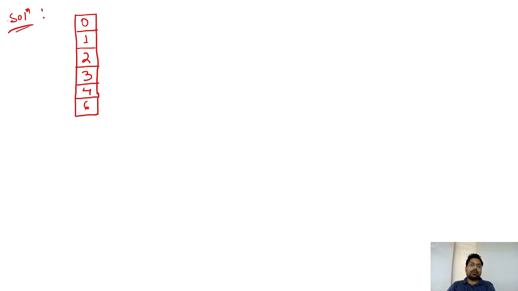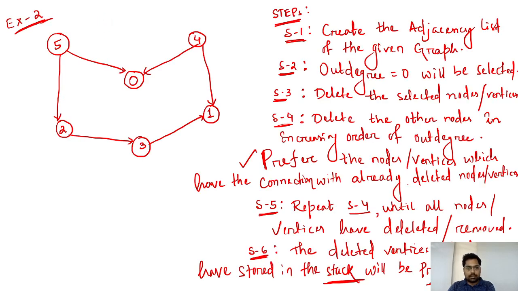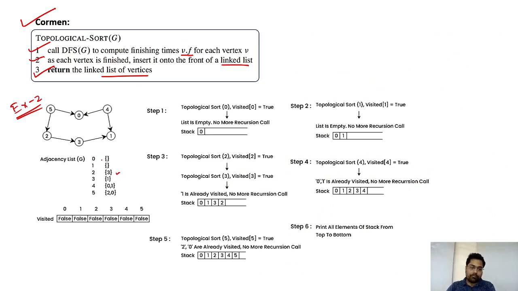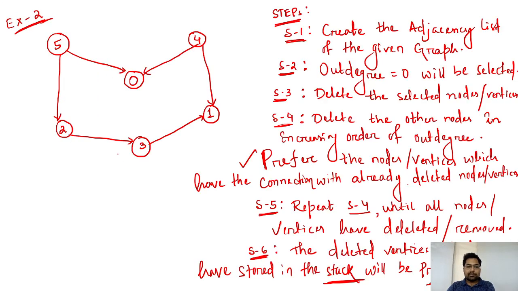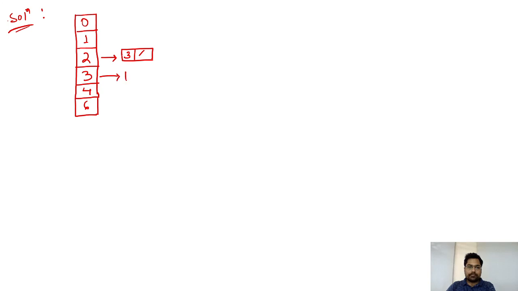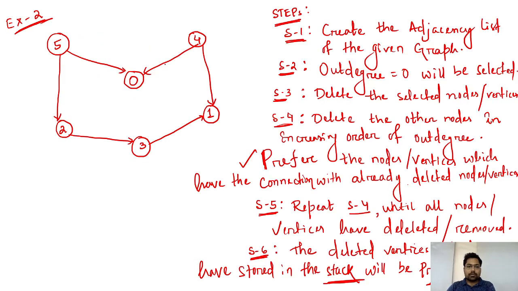Based on their connections, we are now writing it. From 0 there is nothing, from 1 there is also nothing. From 2 to 3 there is a possible connection, as you can check here. You can write from 2, here we have 3, and we stop here. From 3 we have 1, and we stop.